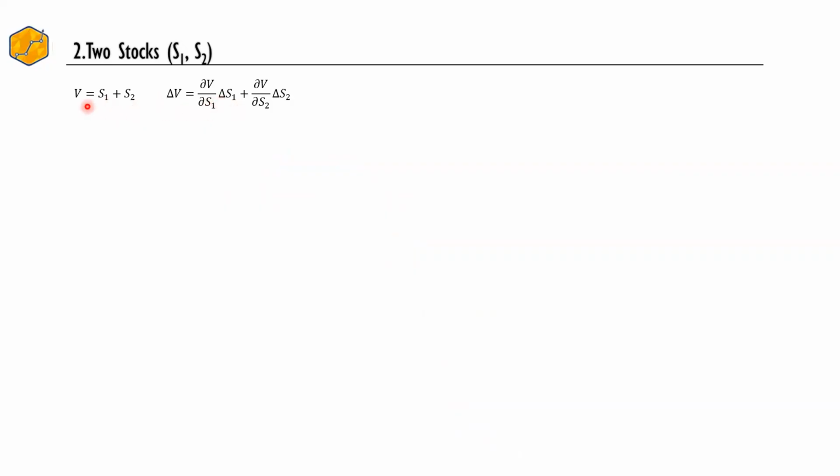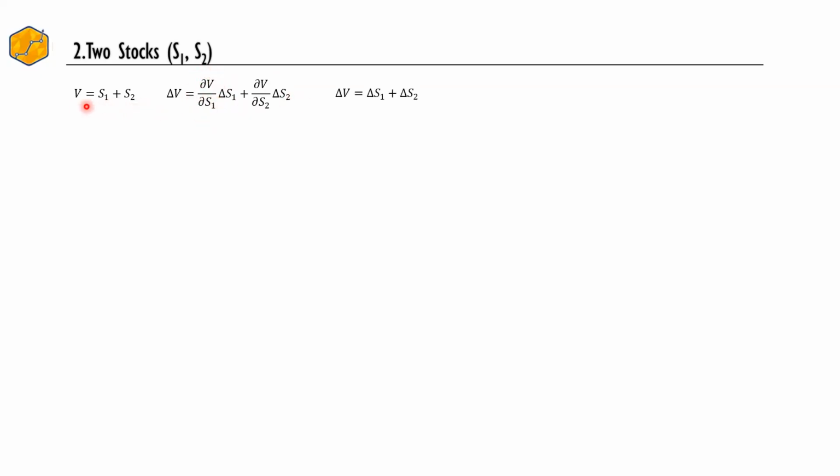So this is a multivariate Taylor series expansion. For each of the input variables, we write it like this: delta V by delta S1 times change in S1, plus delta V by delta S2 times change in S2. Next, we don't stop here. Before that, delta V by delta S1 is actually very simple.